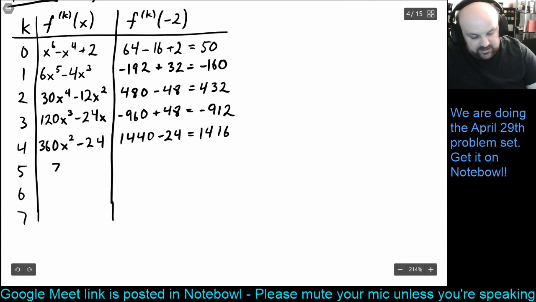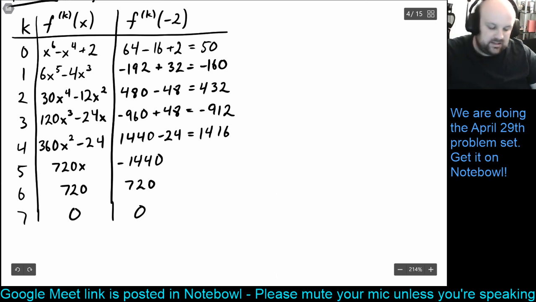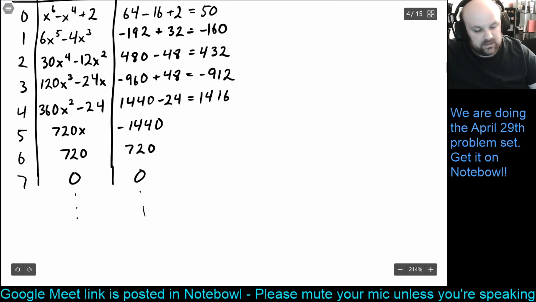This will be 720x. So this is -1440. Take the sixth derivative, and we just have 720. So obviously this is 720. Take the seventh derivative, and we get 0. So this is obviously 0. And everything past here is just all zeros.